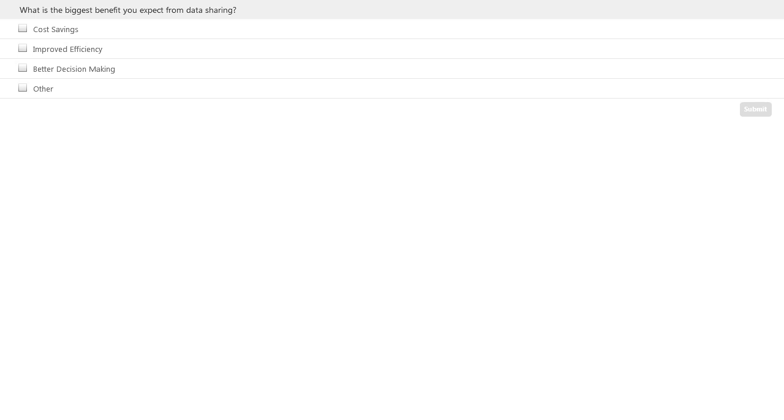So good points there. Before we get into the panel discussion, or as I like to call it, the Fireside Chat, I'd like the audience to answer the following. What is the biggest benefit you expect from data sharing? Is it cost savings? Is it improved efficiency? Is it better decision making? Or is there some other benefit that you're expecting? I'll give you a moment to answer that.